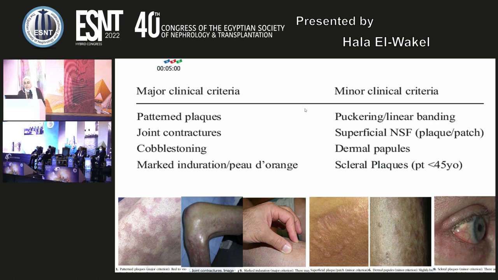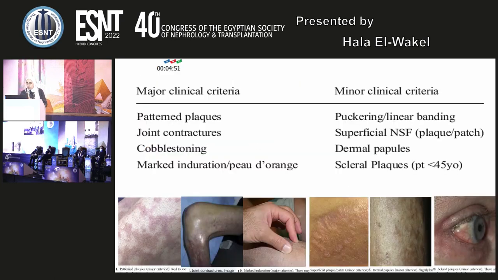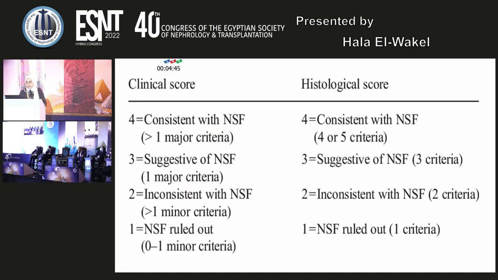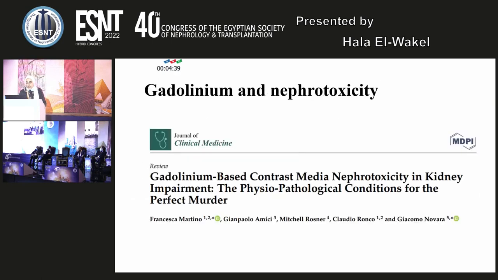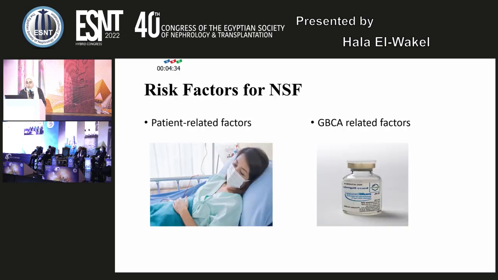For the minor clinical criteria, we have the puckering, the superficial NSF, the dermal papules, and the scleral plaque. For the histopathological, we have to find 4 of these criteria. For the clinical score, we have to find 2 major criteria. We will skip these 2 rare complications and come back to the NSF.